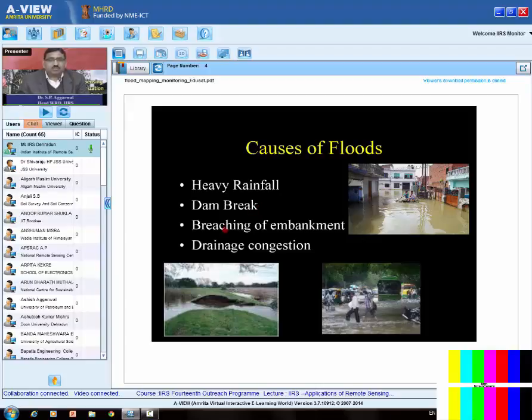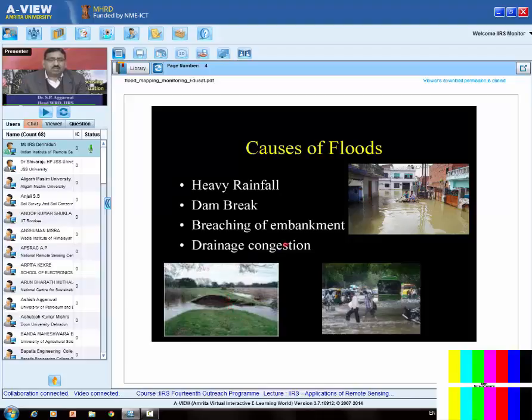Third one is the breaching of the embankment. You know, whenever there is a heavy rain, river starts flowing, and on both the sides of the river, in many places you will find embankment. You can see in this picture. Now what happens, because of the water pressure, this embankment is breached and water starts inundating the surrounding area. So this is another very major cause of flood inundation. Especially in delta area, you will find such type of problem frequently. Sometimes even in urban area which is protected by embankment, you will find such type of problem.